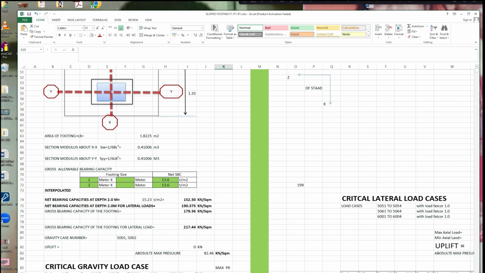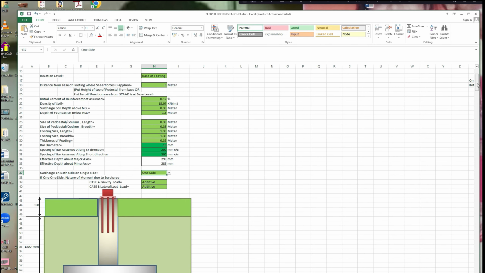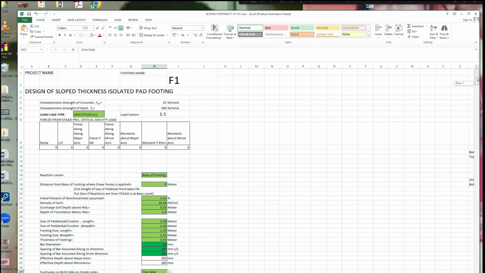Now one more thing. In gravity load cases, this is the detailed design. This is the design of tapered footing. The load factor is taken as 1.5.